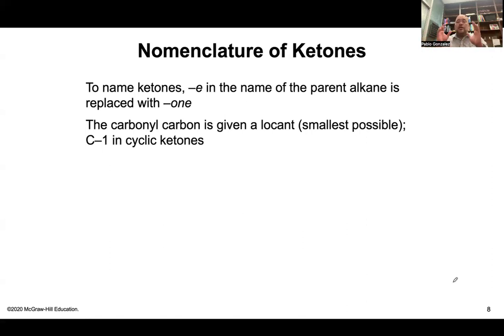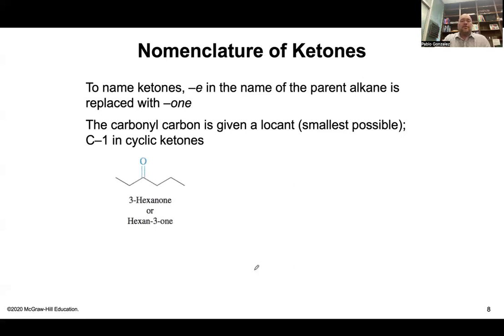In a chain, you need to give the location of that carbonyl group because you can have that carbonyl group in different places in a chain. The aldehyde is always going to be number 1, but in a ketone, you can have different options to put that carbonyl group in that chain. So that's why you need to give the locant of that carbonyl group. In cyclic ketones, that ketone is always going to be in carbon number 1, okay?